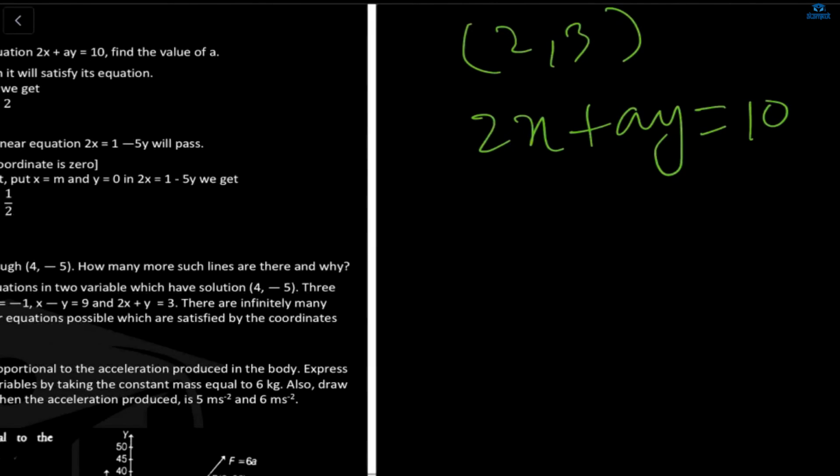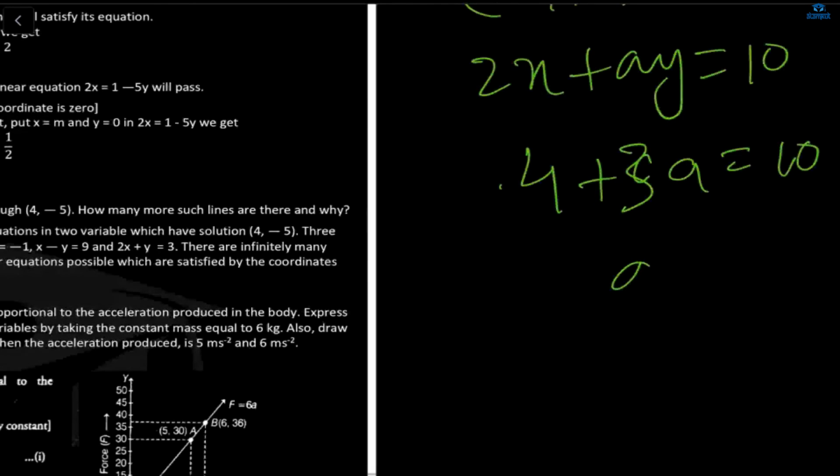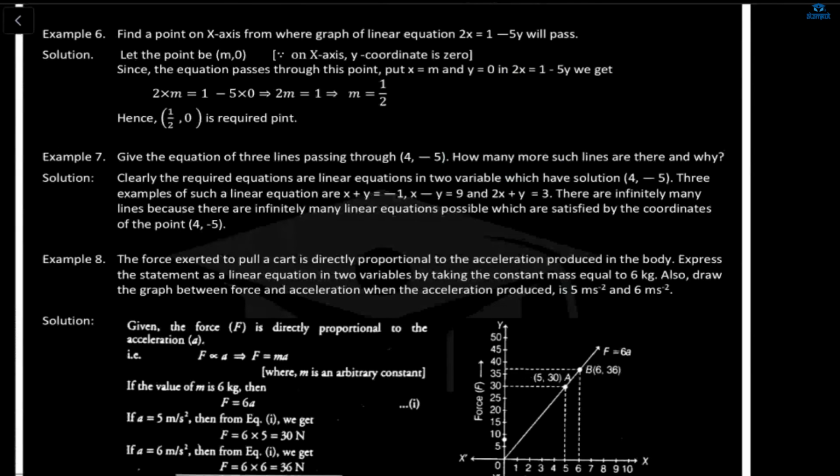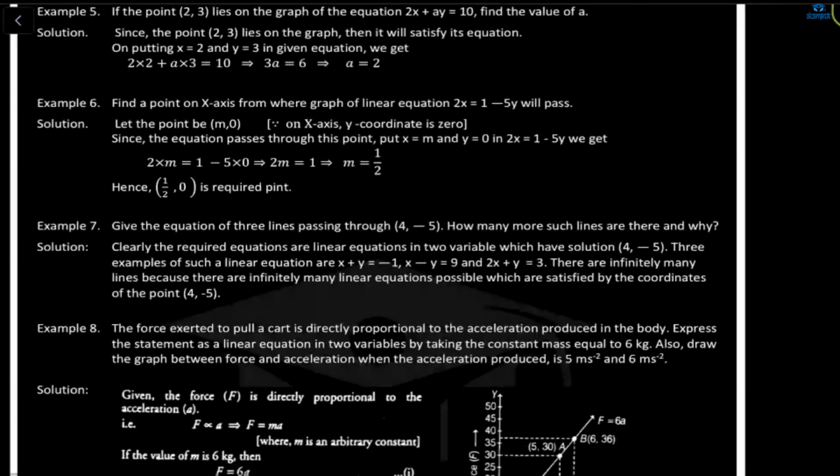So it will be 4 plus 3A is equal to 10. So A will be equal to 2, because it will be 6 by 3, not 6 by 4. Okay. So now, question number 6.